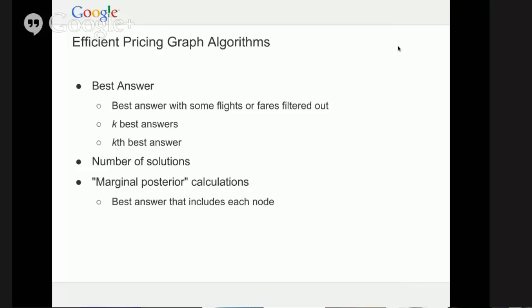Now you can get, like, the best. It's easy to get the best answer with some flights or fares filtered out. All you have to do is just suppress or delete those nodes corresponding to the flights or fares from this grammar, from this pricing graph, and just recompute. You can get the kth best answers by just, once you get the best answer, eliminate that solution and then run it again. Or you can get the number of solutions. You could do what I mentioned as marginal posterior calculations, which says what is the best answer that includes this specific flight, or this specific fare, and so on.